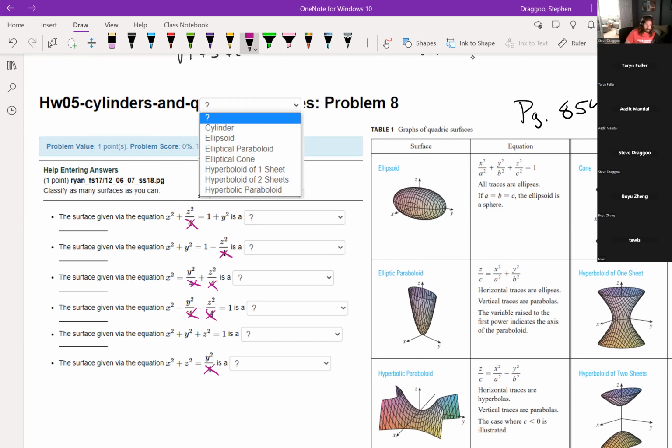So that's my first step, just pretending all my numbers are 1, -1, or 0. Then I want to try to organize my thoughts in some kind of way to be able to identify what these shapes look like.